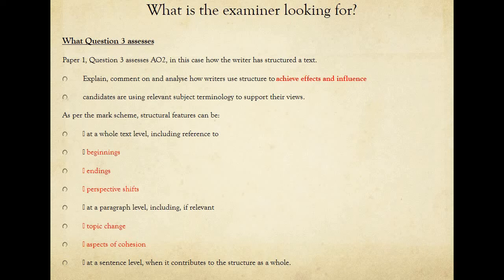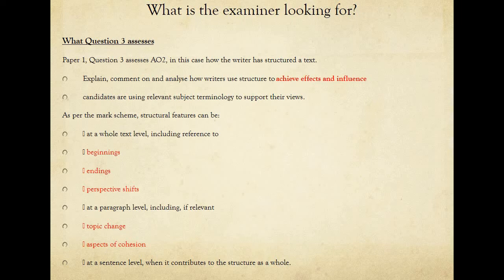At paragraph level, I've just given you a little bit extra here that you could think about. Look at topic change. Look at aspects of cohesion. How has an idea been cohesively presented throughout a paragraph? And at sentence level, when it contributes to the structure as a whole.